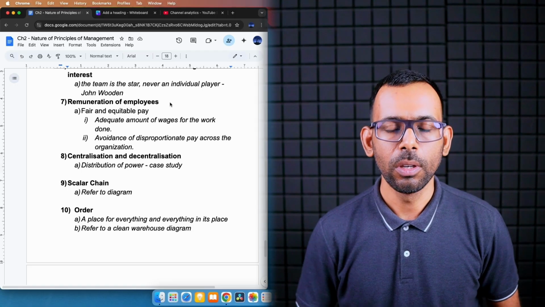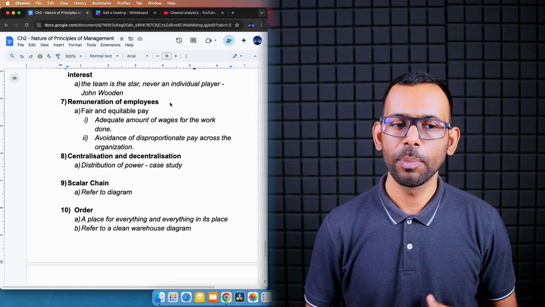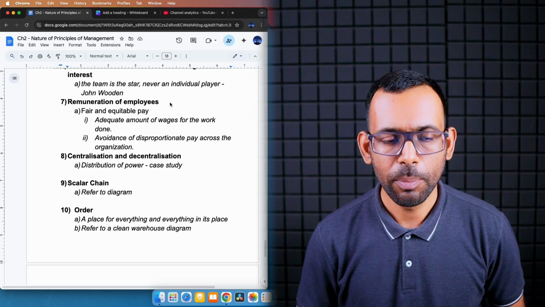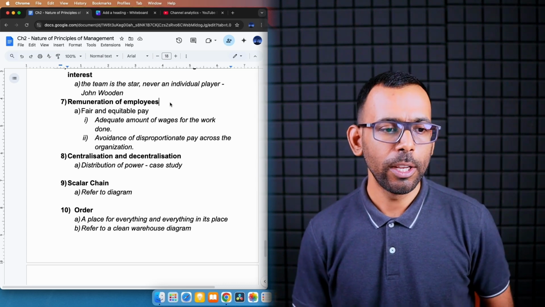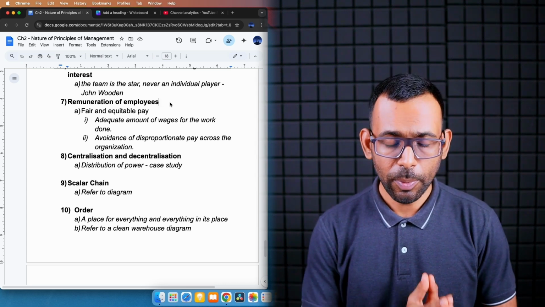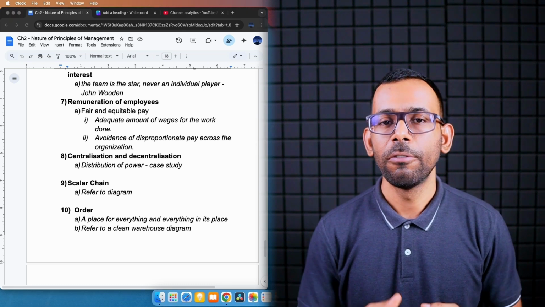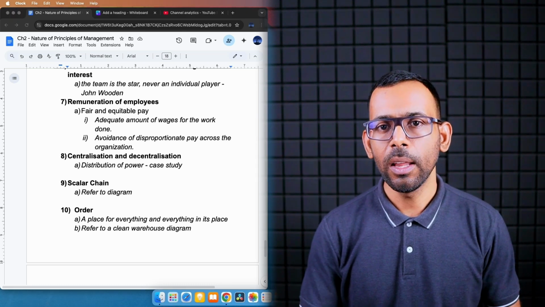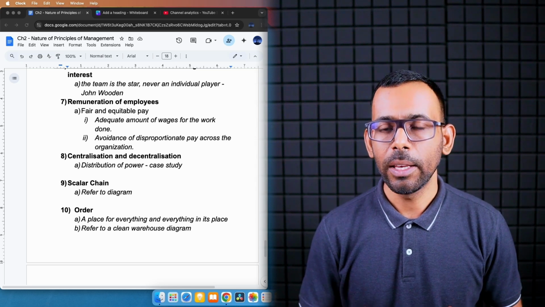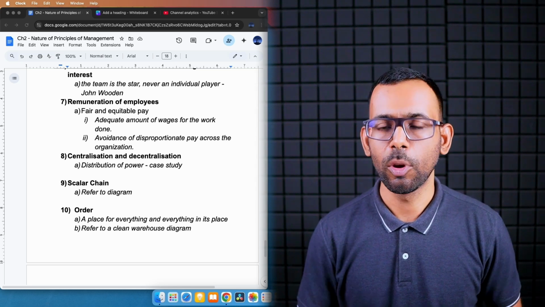In today's lecture, we will talk about 3 more principles of Fayol's managerial principles. The first one in today's lecture is the 7th principle, remuneration of employees. Fayol insists that a factory should pay fair and equitable salary and wages to the workers and employees.